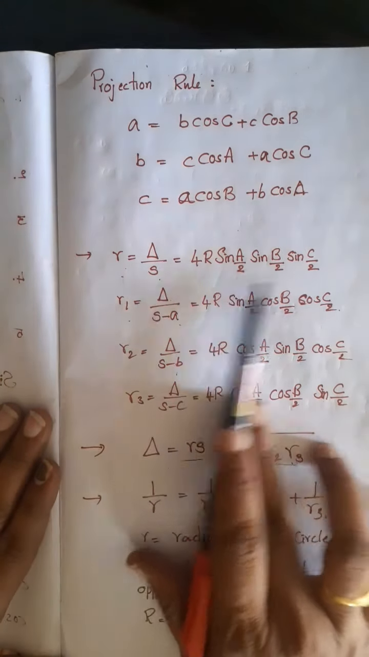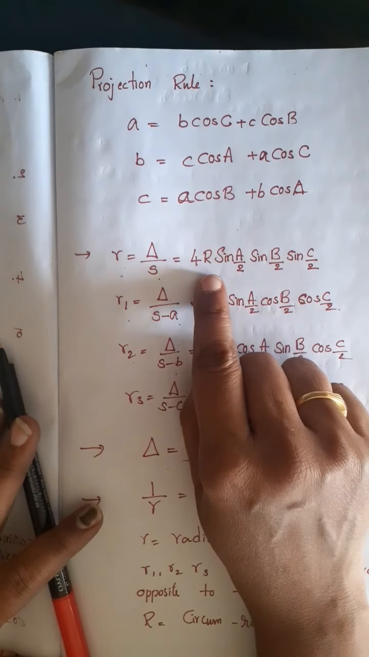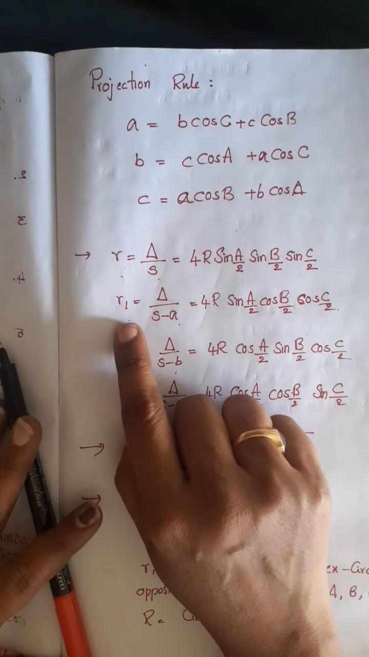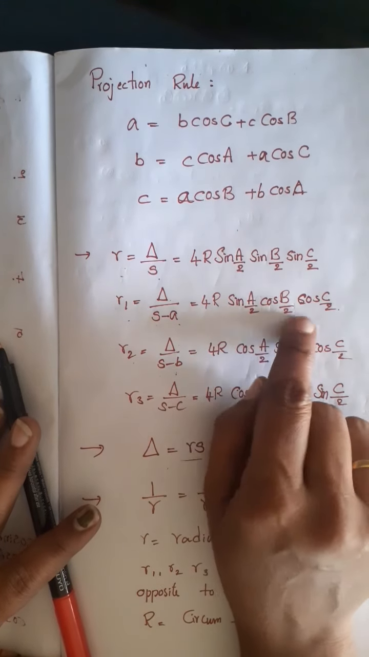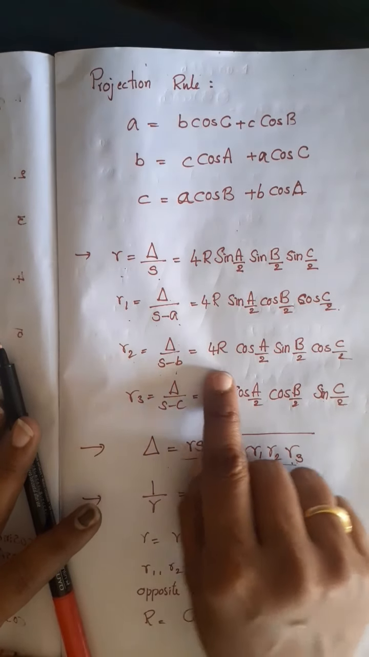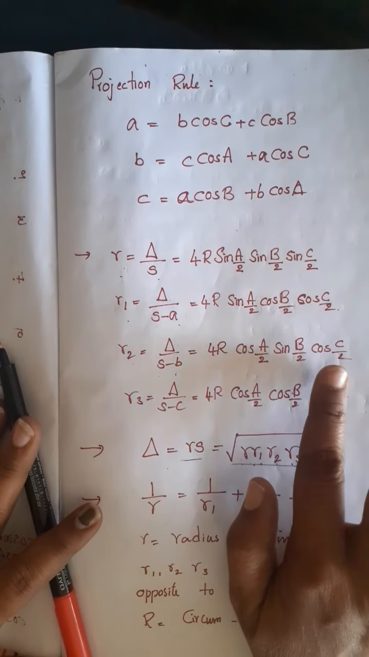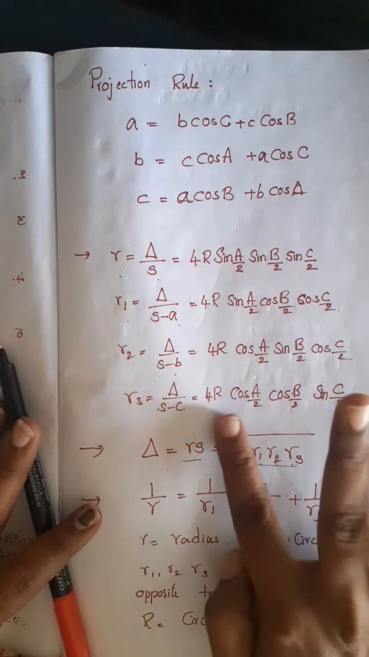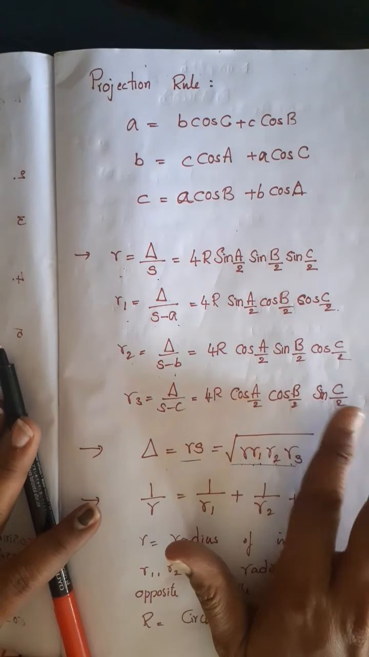And once you observe these formulas also, r is equal to 4R sin A by 2, sin B by 2, sin C by 2, all sine terms you can see here. r1 is related to capital A, so 4R sin A by 2, remaining in cos B by 2, cos C by 2. r2 is related to B, right? So 4R sin B by 2 remains same, remaining will change, cos A by 2, cos C by 2. r3 is related to C, right? So sin C by 2 remains same, remaining will change, cos A by 2, cos B by 2. 4R cos A by 2, cos B by 2, sin C by 2.